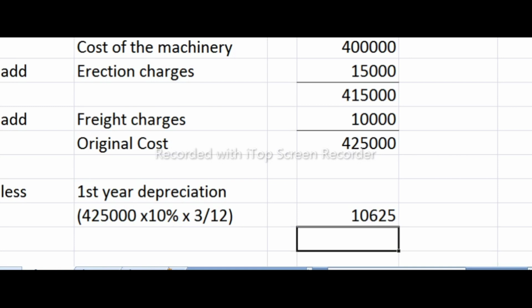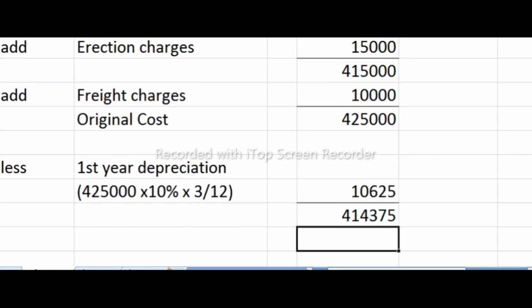is 10,625. Now, the next step in the working note is usually we subtract the first year depreciation from the original cost. So after subtraction, we get 4,14,375. Now, we are going to provide the second year depreciation. As per our date calculation, we know that it is for the full year.